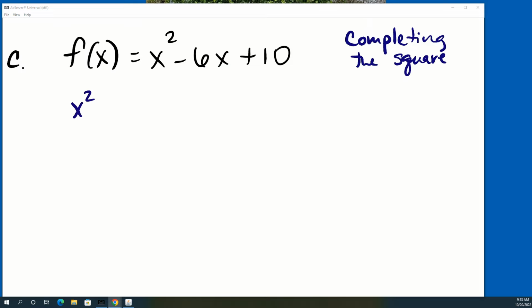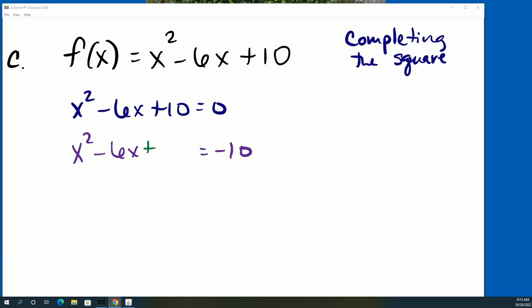So we'll take our function and we'll set it equal to 0 to find the zeros. All right, so what we'll do first is move the 10 to the other side. And then we're going to add something to both sides to make the left side a perfect square trinomial. So what are we going to add? 9.